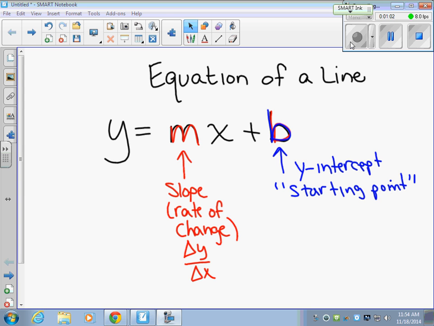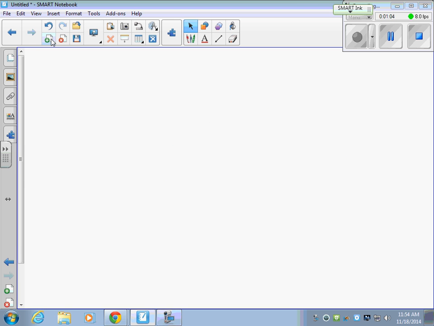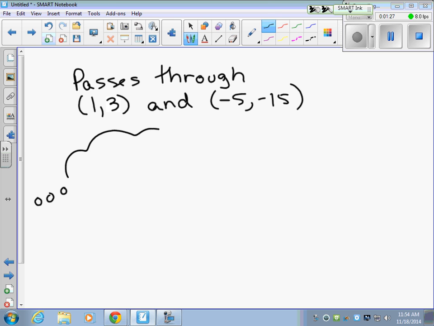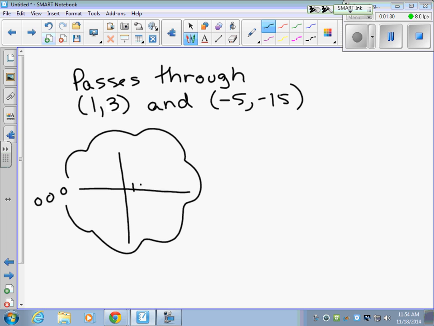Let's say that you knew that a line passed through the points (1, 3) and (-5, -15). So you know it's going to be a line, and you know it's going to pass through those 2 points. So you could think about what that line looks like. I don't have to graph it, but I can think about what the line looks like.